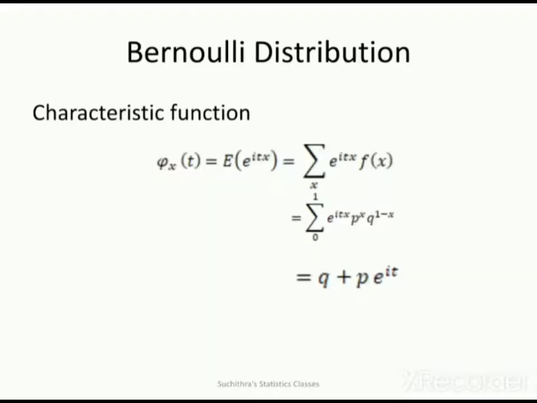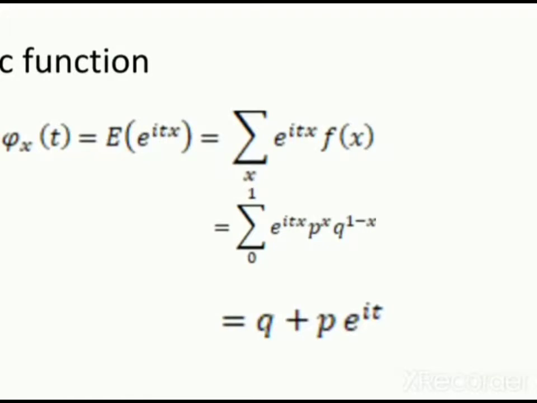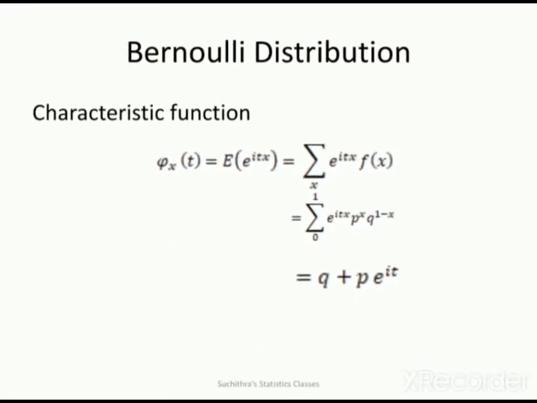Then the characteristic function can be calculated in the same way as the moment generating function. Characteristic function phi x of t is equal to expectation of e raised to itx, summation over x of e raised to itx f of x, summation from 0 to 1 of e raised to itx p raised to x q raised to 1 minus x. So this is equal to q plus p e raised to it. So characteristic function phi x of t equal to q plus p e raised to it.